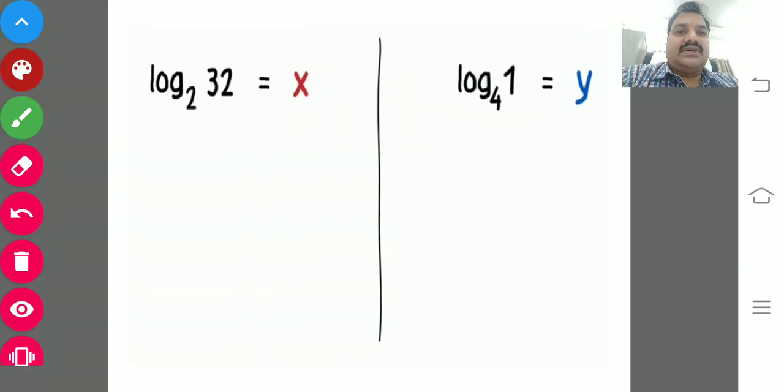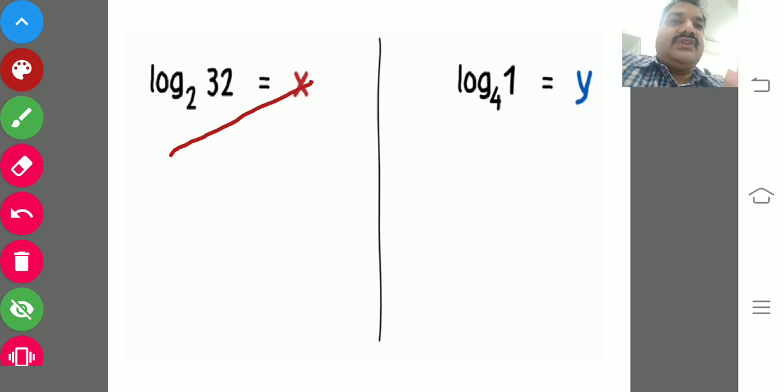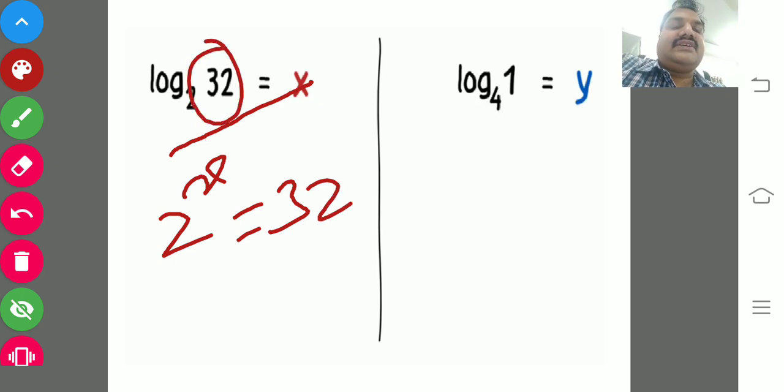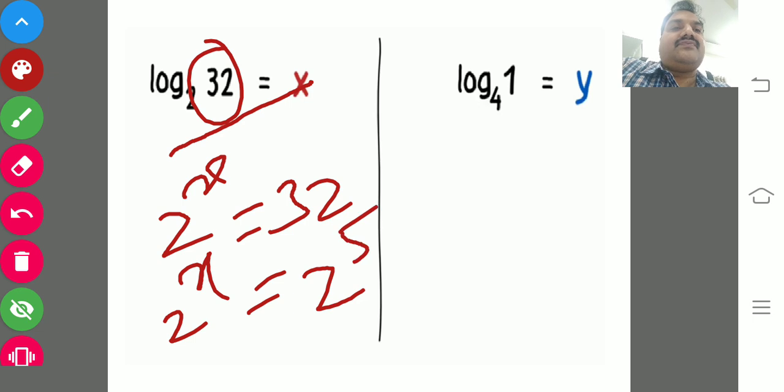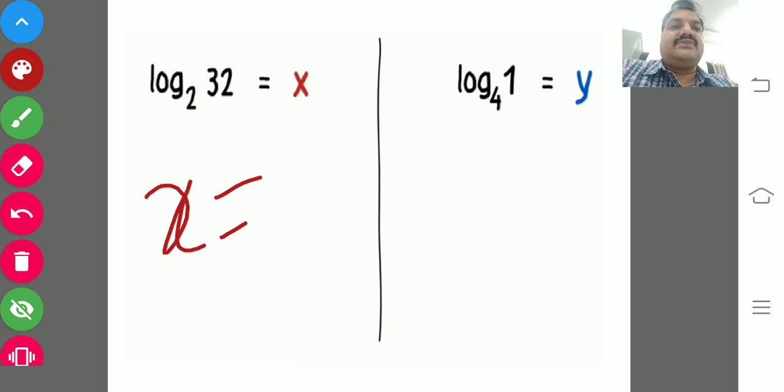You just go with two more examples. Here the thing is log 32 base 2 equals x. So what is the value of x here? Simply you write, crossly you go, 2 power x equals 32. 32, you know that when you do prime factorization, you will get 2 power 5. Bases cancel, x equals 5. So here you got x equals 5.